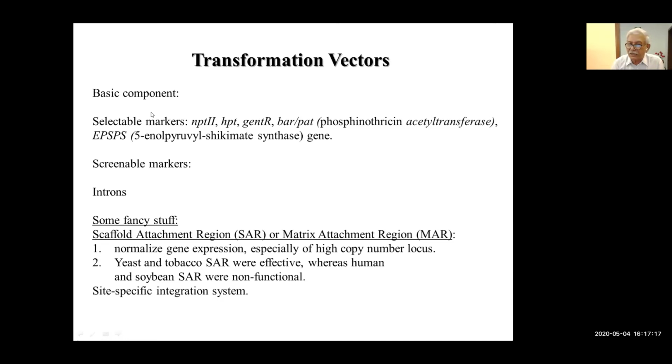So the selectable markers mostly associated with TI plasmid are the hygromycin gene, gentamicin, and the bar gene, that is the BASTA gene, that is an insecticide resistance gene. Okay.